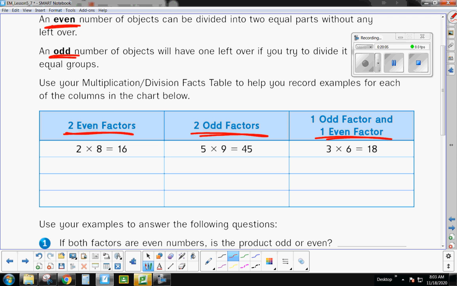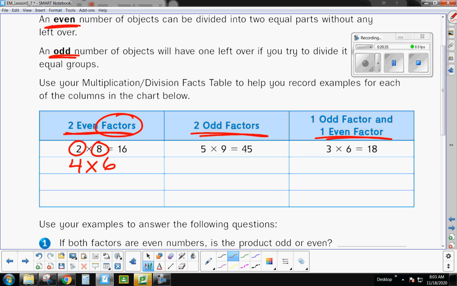If I have 2 even factors, remember that word factor, they are the numbers in the multiplication problem. So if I have even factors, 2 and 8 are both even, right? So think of another set, maybe 4 times 6. All right, so go ahead and think of as many as you can that just have 2 even factors.